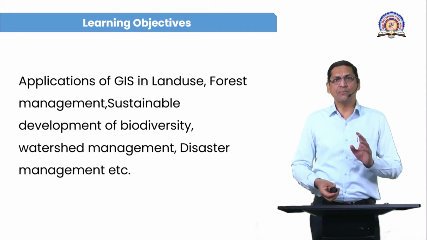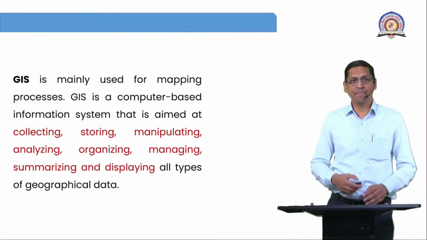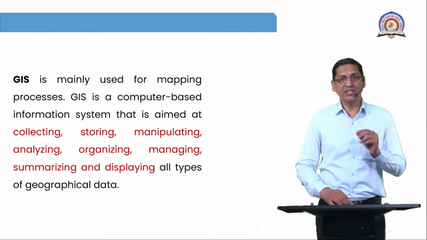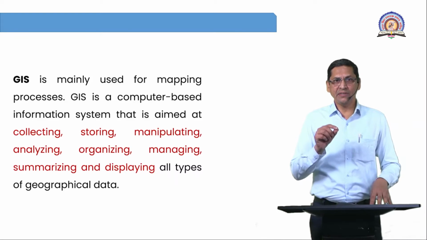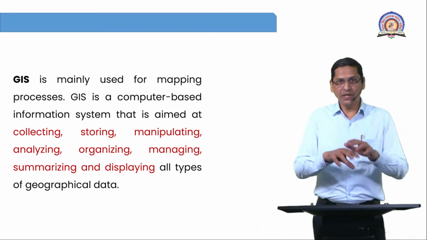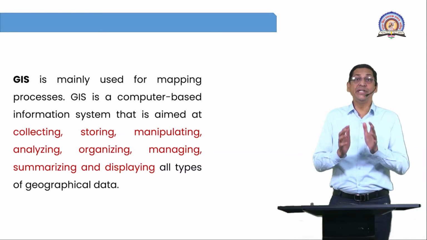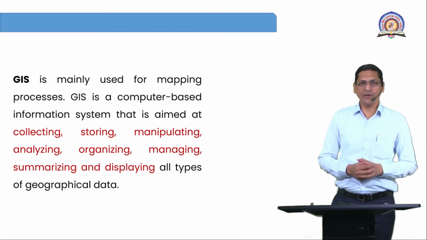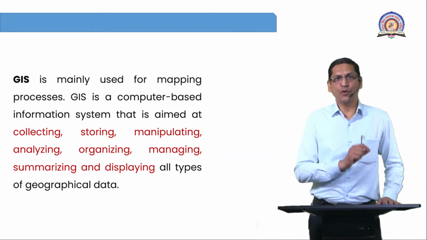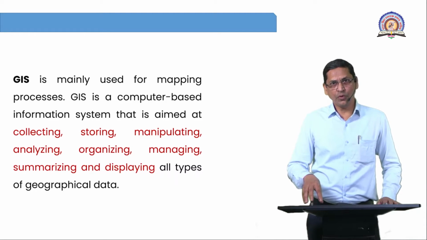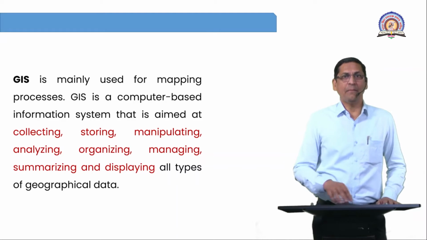So these are some subtopics or the learning objectives of today's lecture. So let us see one by one. GIS is mainly used for mapping processes. Though GIS is a modern technique, it is mainly used for mapping of the surface of the earth. By using these modern techniques, we can create 3D maps of the earth's surface, and therefore we can get very clear and very real information about the land surface. And therefore, in different types of managements, we can use these maps.